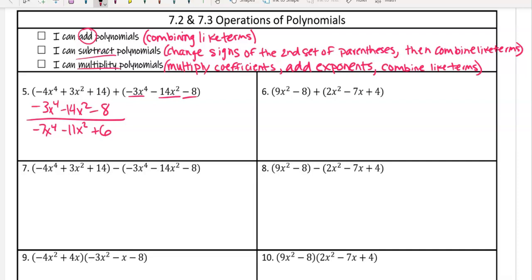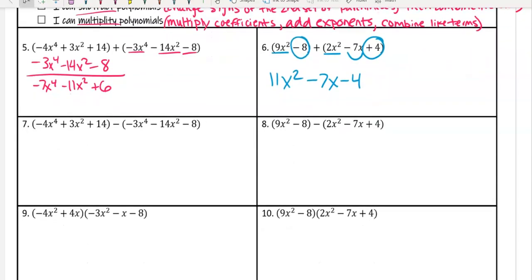If you like the vertical thing, you do it that way, that's great. For me personally, I like to just look at them. I draw these weird lines underneath them to show visually which ones match with each other. So here I have an x squared and an x squared, so 9 plus 2, that is going to be 11. Then we have just a negative 7x. There's no x in the left set of parentheses, so minus 7x. And then lastly, we have negative 8 and 4. So that is going to be negative 4. If you like the vertical thing, you keep doing that, okay?